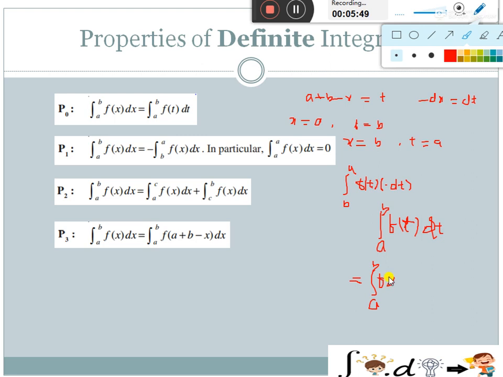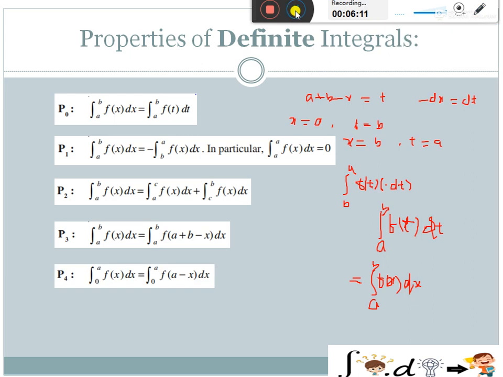a plus b minus x dx. और इस प्रॉपर्टी को हम वहाँ पे अप्लाई करते हैं जहाँ इसको अप्लाई करने से डिनोमिनेटर सेम आता है। अभी हम बाद में एग्जाम्पल के थ्रू देखेंगे इसको। और जो नेक्स्ट प्रॉपर्टी है हमारे, next one is integral 0 to a fx dx is equal to integral 0 to a f of a minus x dx. That is the reduced form of P3.